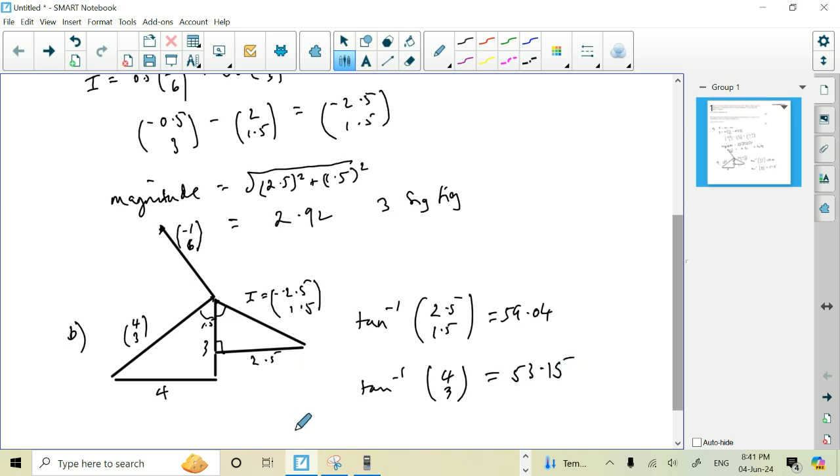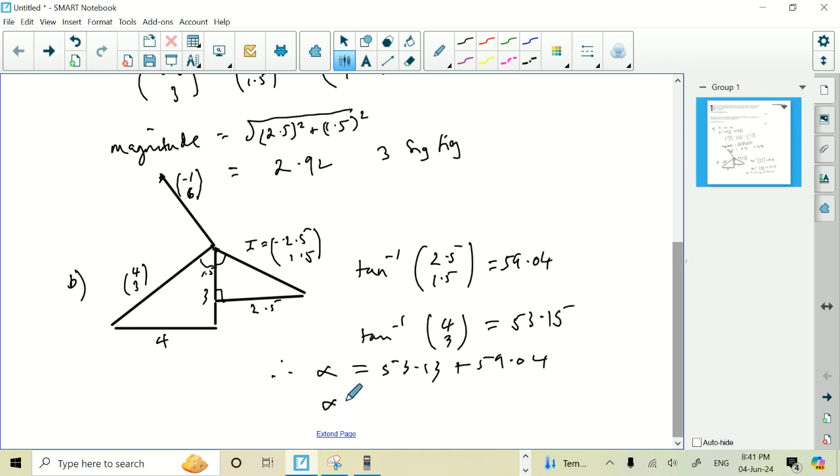that gives me 53.13. And therefore, I can say alpha is equal to 53.13 plus 59.04, and that gives me the value of alpha, which is equal to 112.1. And that's 7 marks.